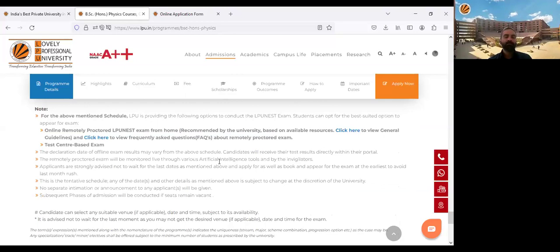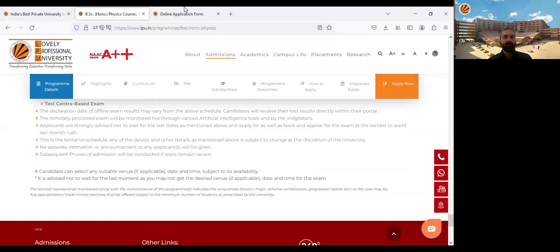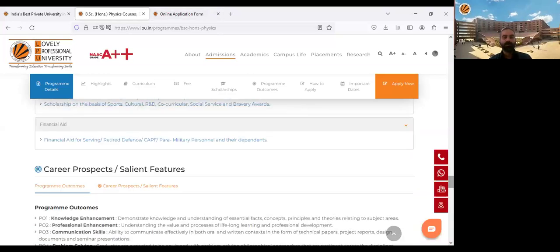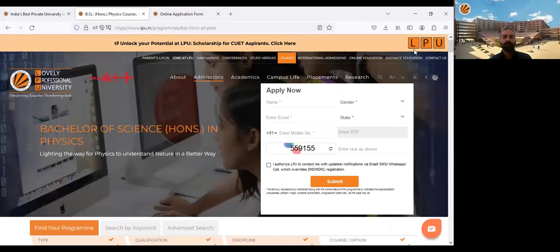LPUNEST is conducted in both modes. Both modes means remotely proctored: if you are interested in giving the LPUNEST exam from your home, it is called remotely proctored, provided you have proper infrastructure at home. And if you are interested in a test center based exam, we also have that option. As per your interest, you can select the remotely proctored test or the test center based test.